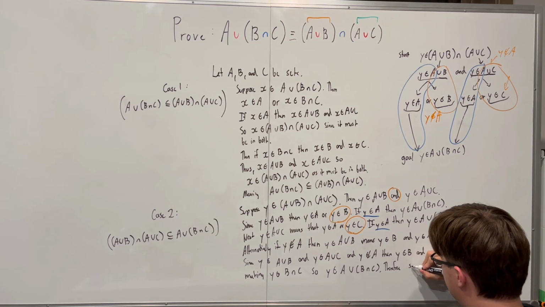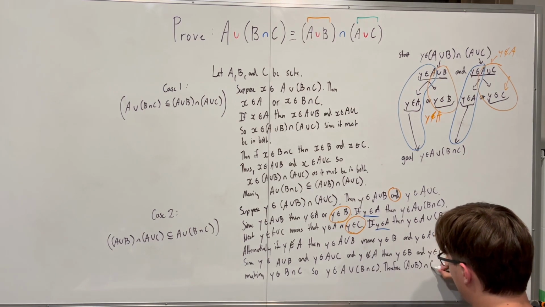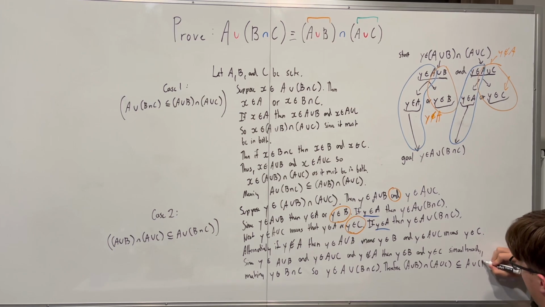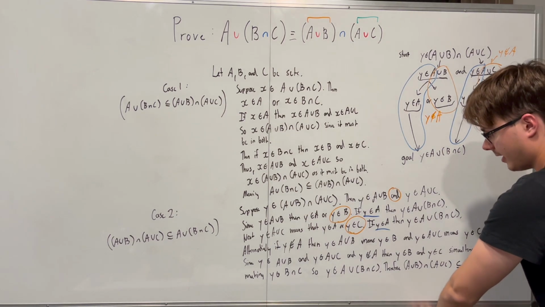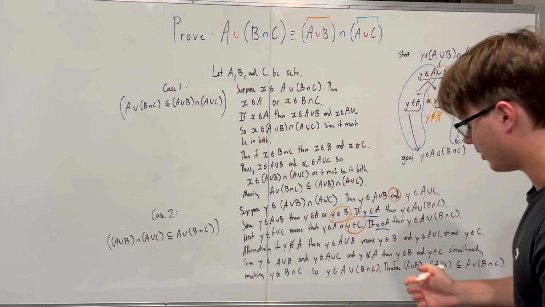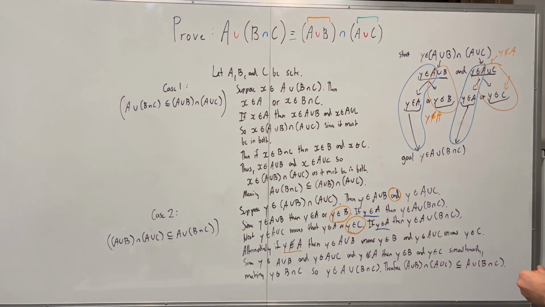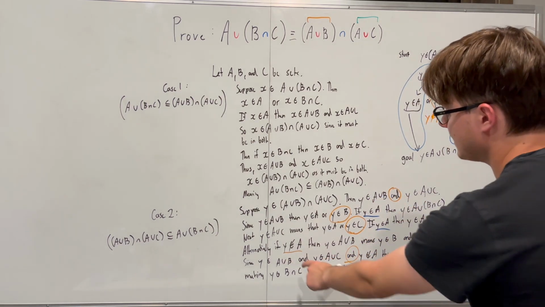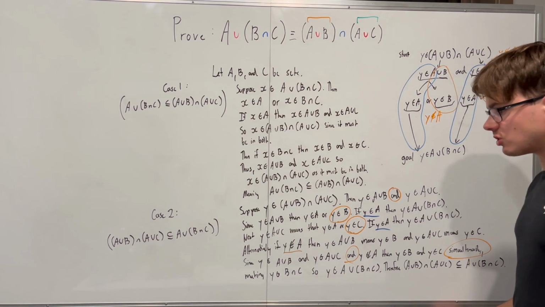Therefore, A union B intersecting with A union C is a subset of A union B intersect with C. Fantastic. Okay, so again, this worked because we are now looking at the case where it is not going to be y in A, and because it has to be in both of these sets and it's not in A, it must be that it must be in B and C simultaneously. Fantastic. And now we can just write our concluding statement.